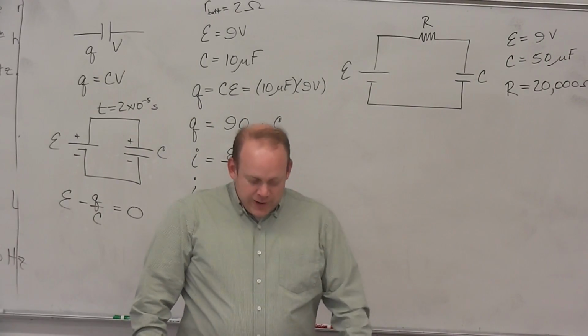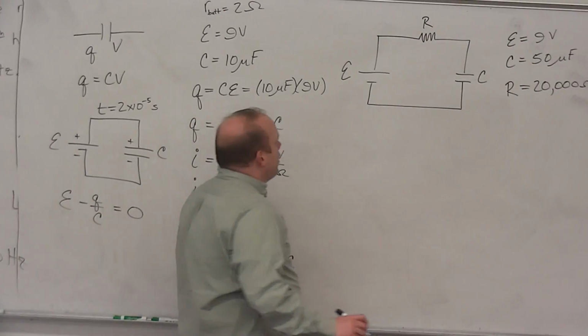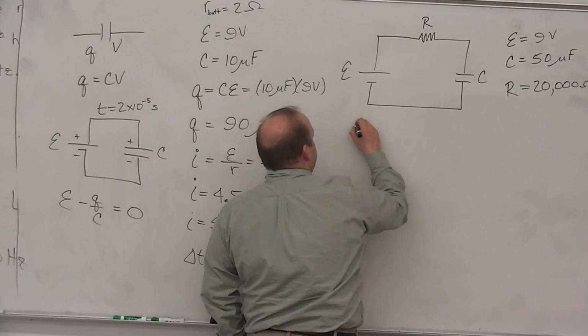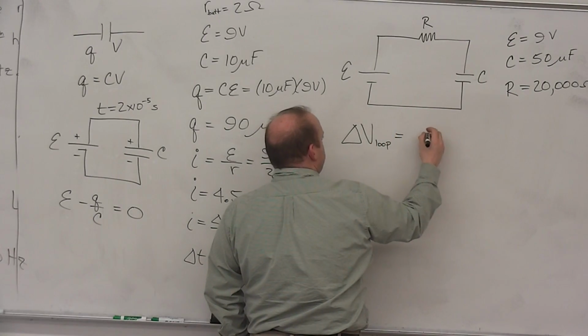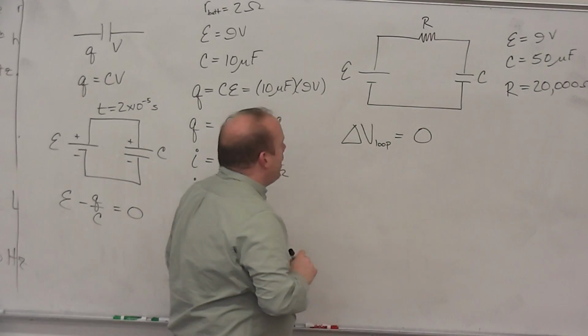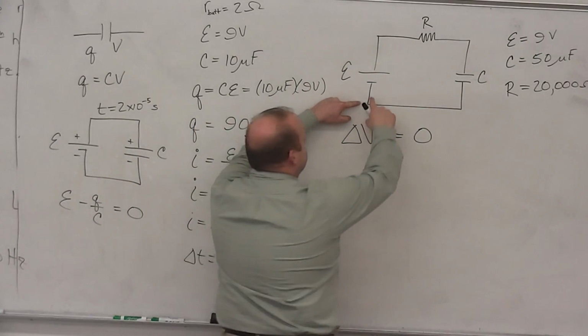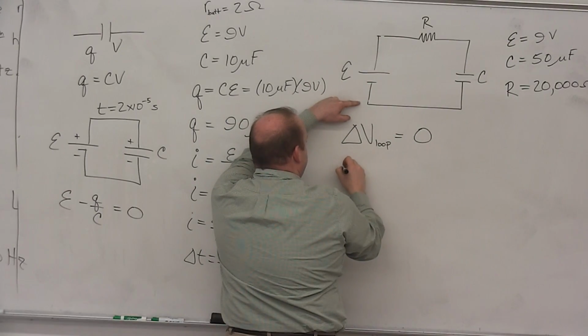Now what's going to happen here? Current's going to come out of here. If I did a loop, remember, potential around any loop has to equal 0. So now initially, I'll say initially.